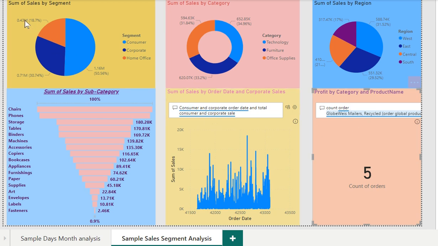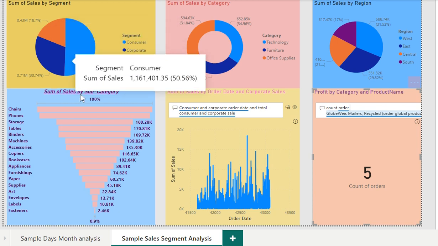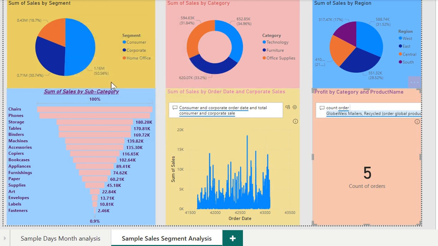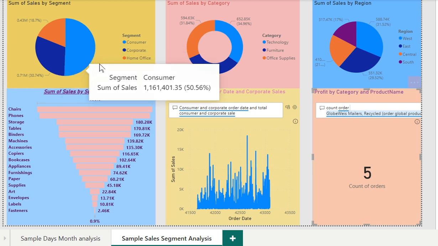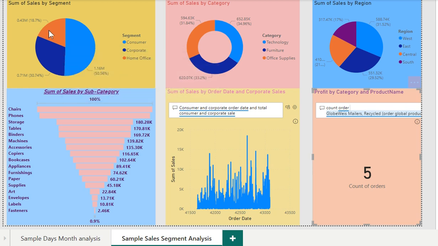So here basically what we have done is sum of sales by segment. So here it shows me consumer, corporate and home offices are the three segments, and it accumulates around 1.16 million for the consumer goods, 0.71 million for corporate, and 0.43 for the home office segment.